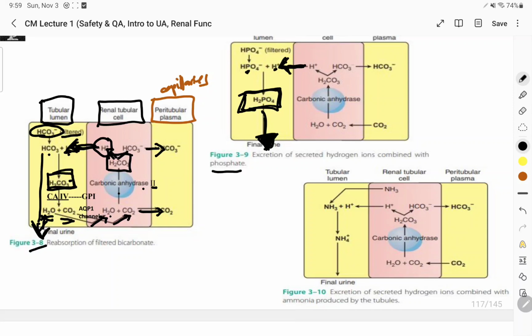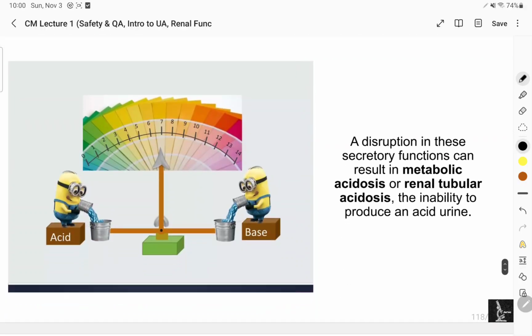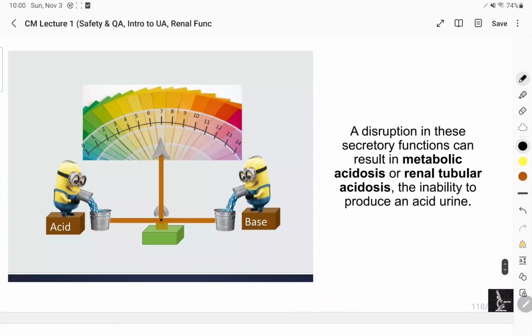Okay? So for this, just study the picture. But the vital reabsorption of bicarbonate to maintain the acid balance in our blood is what I explained earlier. Okay, so any disruption in these secretory functions can result in metabolic acidosis or renal tubular acidosis. Meaning the patient cannot produce acid urine.